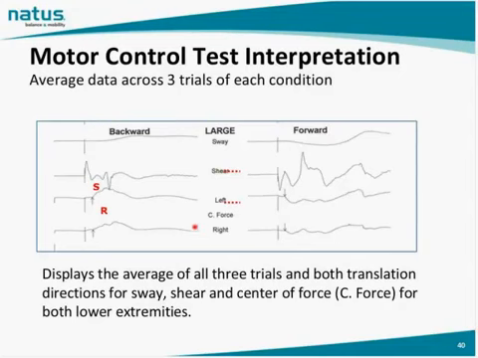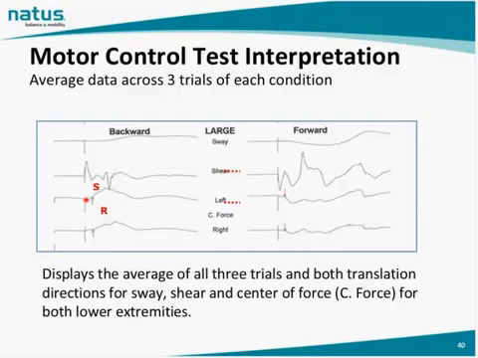So those of you who are familiar with evoked response studies, such as auditory brainstem responses or visual evoked responses, can easily relate to the data from a motor control test. Here we have the pre-stimulus baseline. At this arrow, we have the onset of the translation of the platform. So this is a shear force tracing. This shows you the platform being jerked backwards. Here it's being jerked forwards underneath the patient.